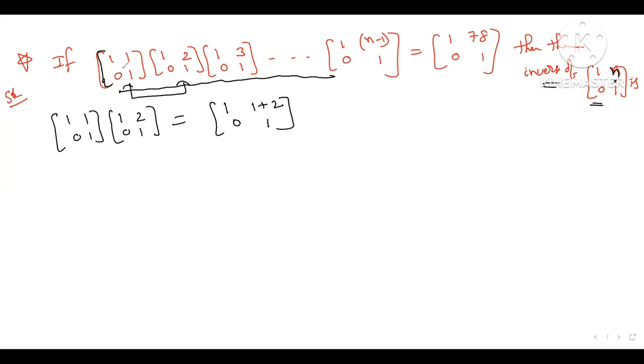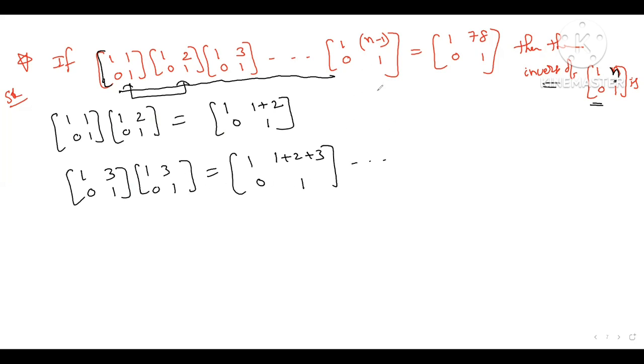Okay, next, multiply with 1 3 0 1, in continuation. What we get here? First row multiplied with first column, we get 1. First row, second column, 1 into 3 plus 3 into 1, that is 6. 6 can be written as 1 plus 2 plus 3. Second row, first column, 0. Second row, second column, 1.